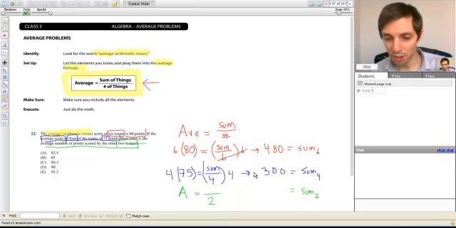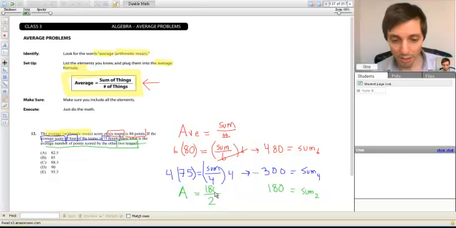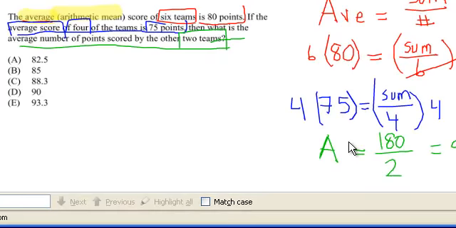So, all we need to do is subtract. 480 minus 300 gives us 180. That represents the sum of the other 2 teams' scores. And now we can plug that in for sum. And at this point, it's basically arithmetic. Algebra, or average, equals 180 divided by 2, which equals 90. And D is our answer.